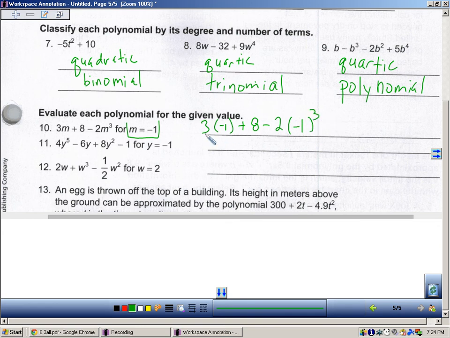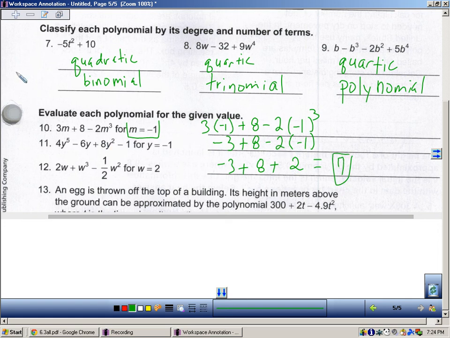Now, 3 times negative 1 is negative 3 plus 8 minus 2 times negative 1. Again, if you have to expand this, negative 1 times negative 1 is a positive 1. So we have a negative 2 times a negative 1 is positive 2. This becomes negative 3 plus 8 plus 2. Adding from left to right, 5 plus 2 is 7. Okay? So again, I'm out of room, but that's how you would do those.